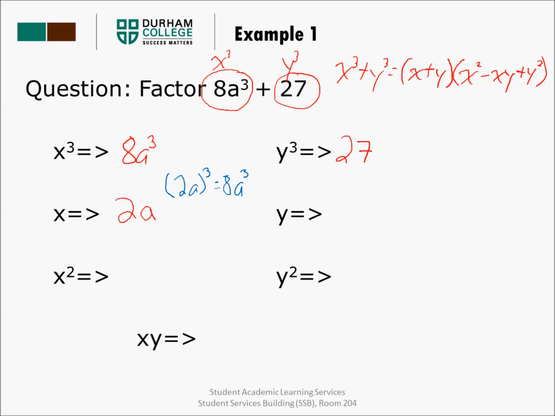Now y, so we know y cubed is 27, that means y has to be 3, because 3 times 3 times 3 is 27. Now what's x squared? It'll be 2a all squared. So that means we square the 2, it's 4, and then a squared is just a squared. And then what's y squared? It'll be 3 squared. 3 times 3 is 9. Now, the last thing is just to find x times y. So x was 2a, y is 3, so 2a times 3 is 6a. Now we know everything.